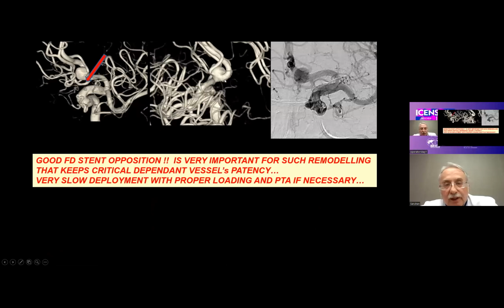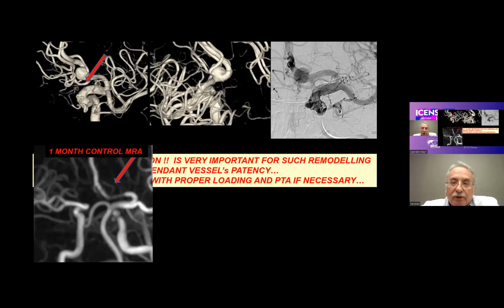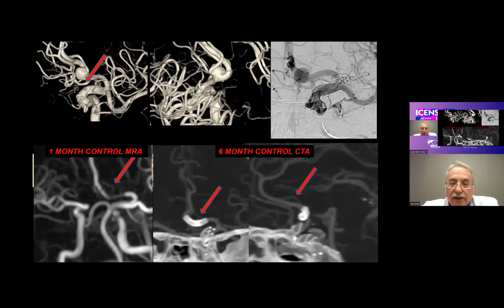If you don't recognize and coil this sac, or clip this aneurysm, then you're going to have a problem patient. And here is beautifully placing a flow diverter from left A1 to left A2. 1 month later, the aneurysm is gone and the A1 subcallosal artery is patent.